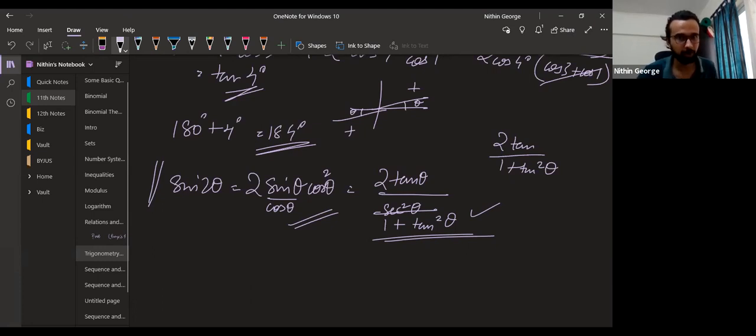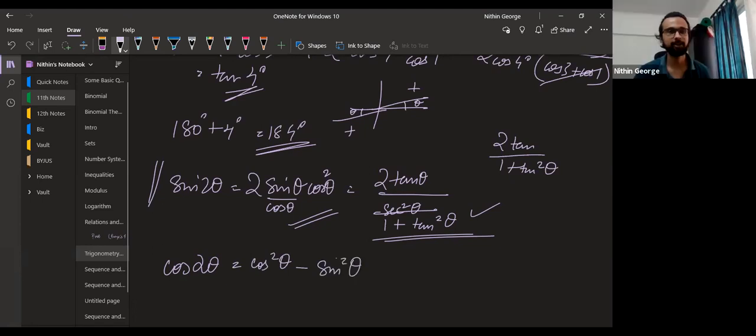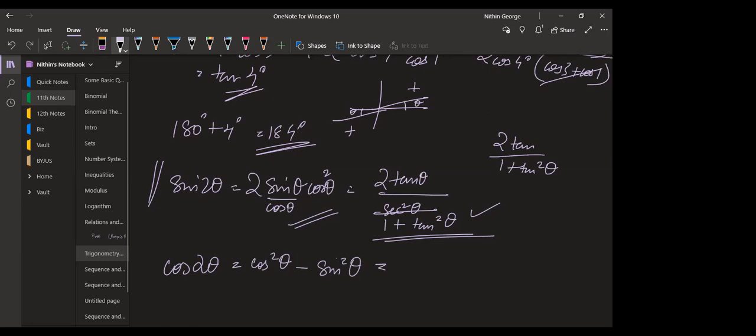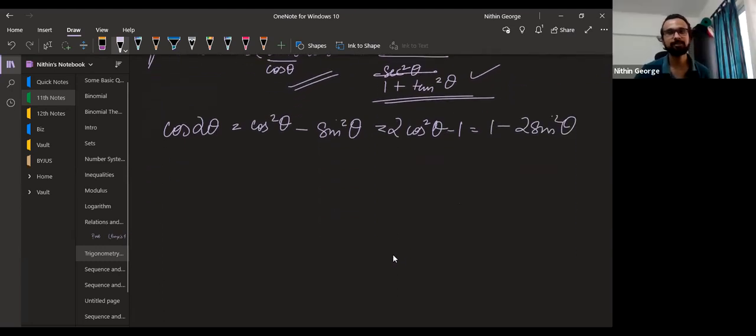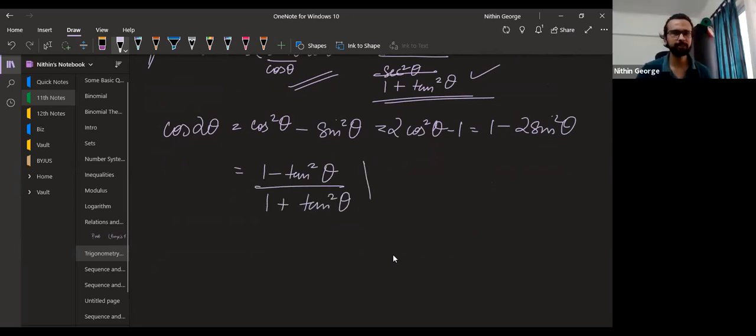All right, what about cos 2 theta? What do you do here? Can you write it in terms of cos square and sin square? Cos square theta minus sin square theta. Exactly. Now, in terms of cos square theta alone, what will it be? 2 cos square theta minus 1. In terms of sin square theta alone? 1 minus 2 sin square theta. And then in terms of tan, what will it be? 1 minus tan square theta divided by 1 plus tan square theta. Lovely. Well done.